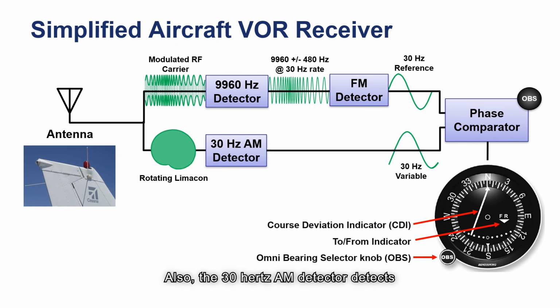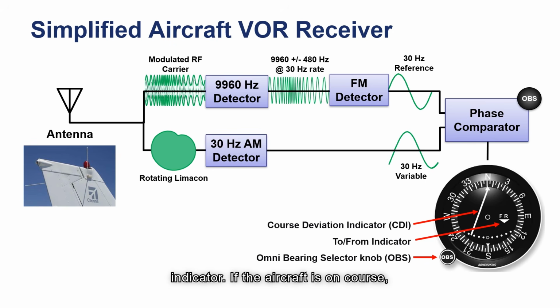Also, the 30 Hz AM detector detects the changing RF signal strength produced by the rotating limaçon pattern and detects it also as a 30 Hz variable. They both enter into the phase comparator, which compares the phase of the variable input to the reference input. The required azimuth is set up by the OBS knob, and a DC voltage is sent out of the comparator to the indicator.